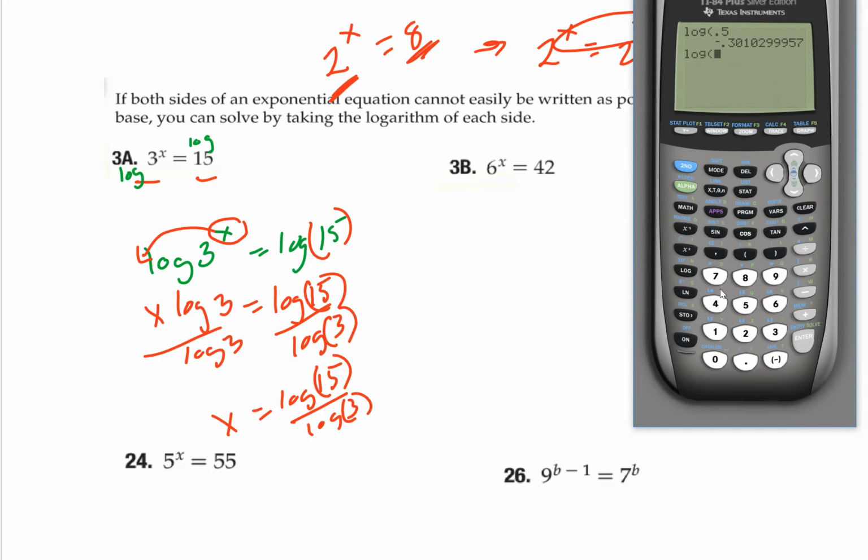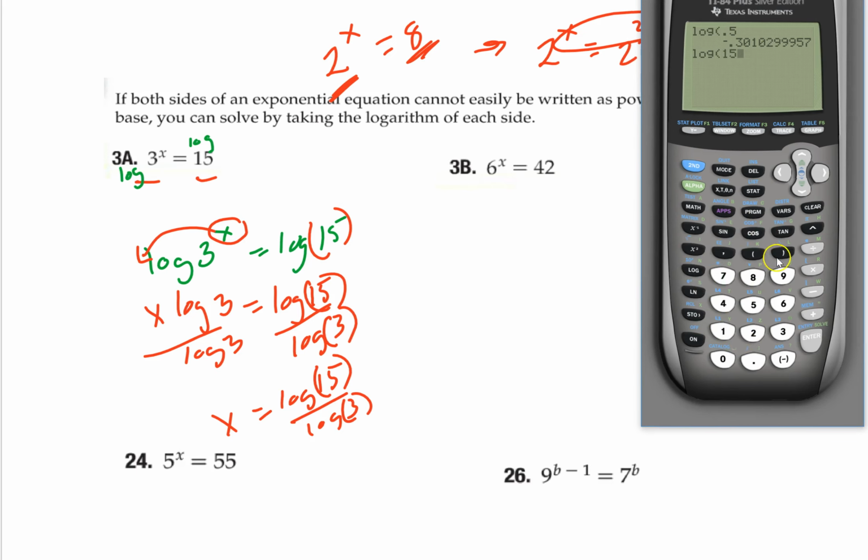Log 15. Make sure to close the parenthesis if you're going to do this. A lot of people forget to close the parenthesis. Then divide by log of 3. And you get that. So 2.46 would be my answer. Again, I'm fine with just leaving it like this. Log 15 over log 3 is totally fine.